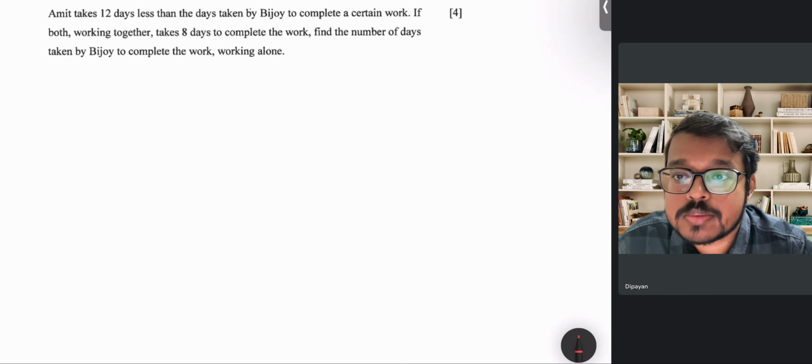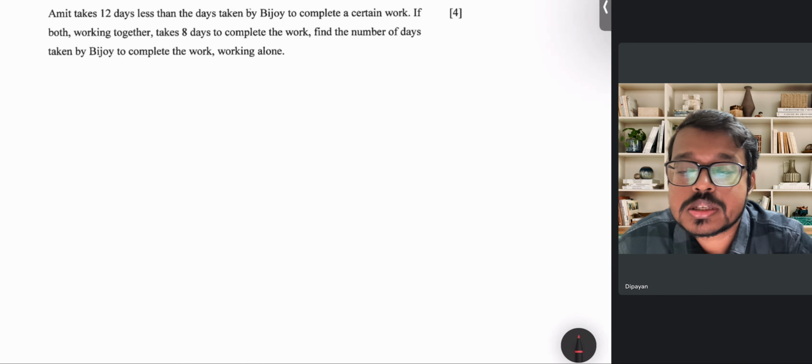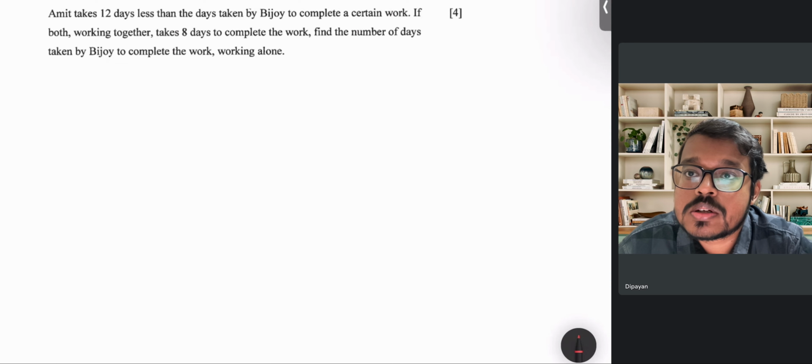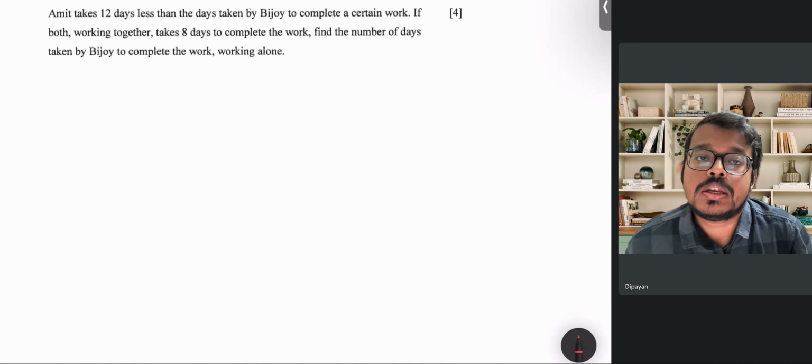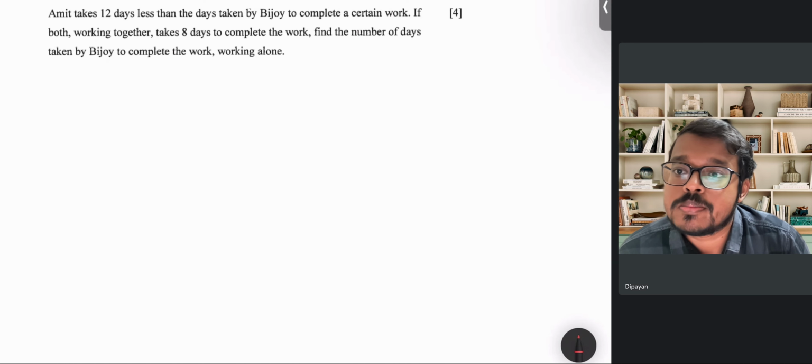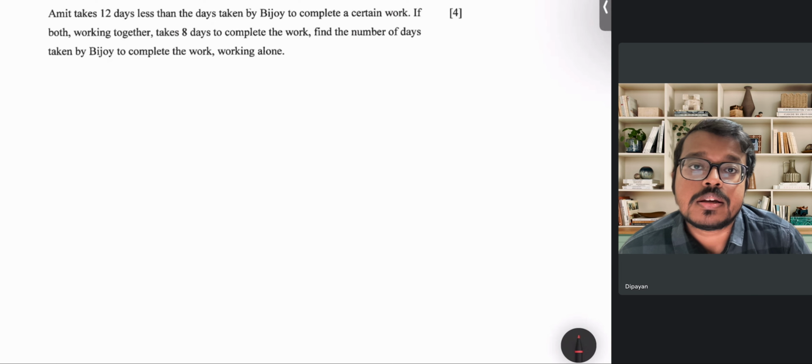Now let's solve this word problem from quadratic equations. This question is based on time and work. So in any question on time and work, we assume that some person is working on some task and they will finish it in some time, and the rate of work is constant.